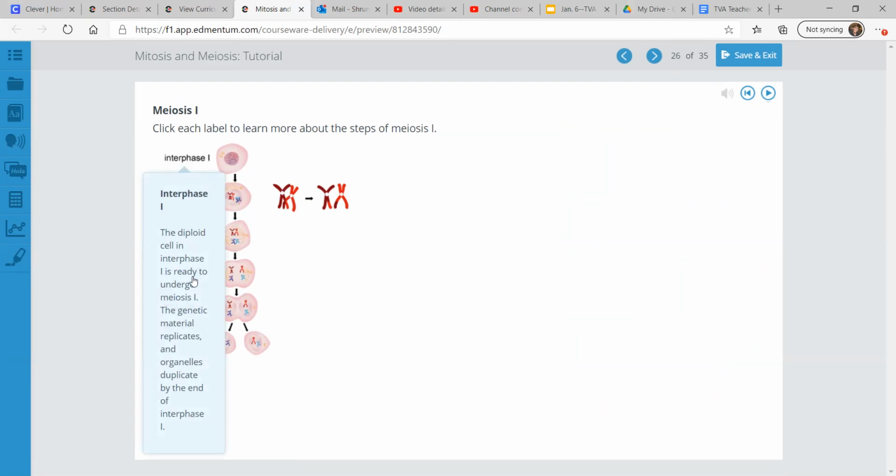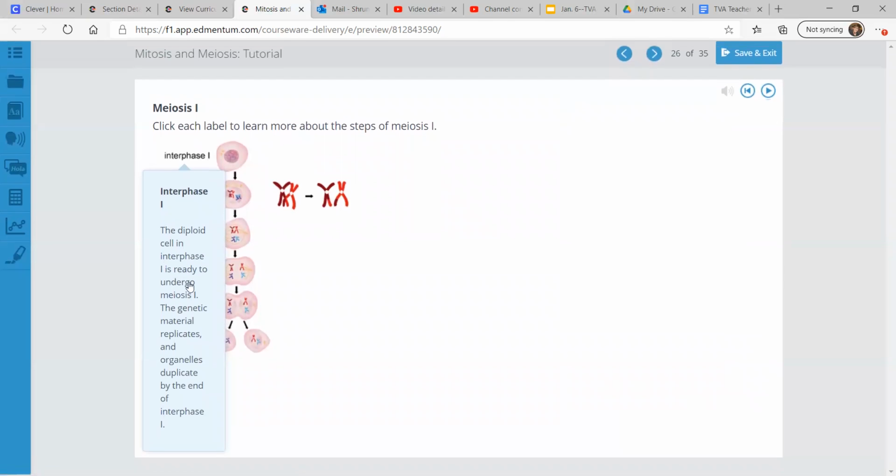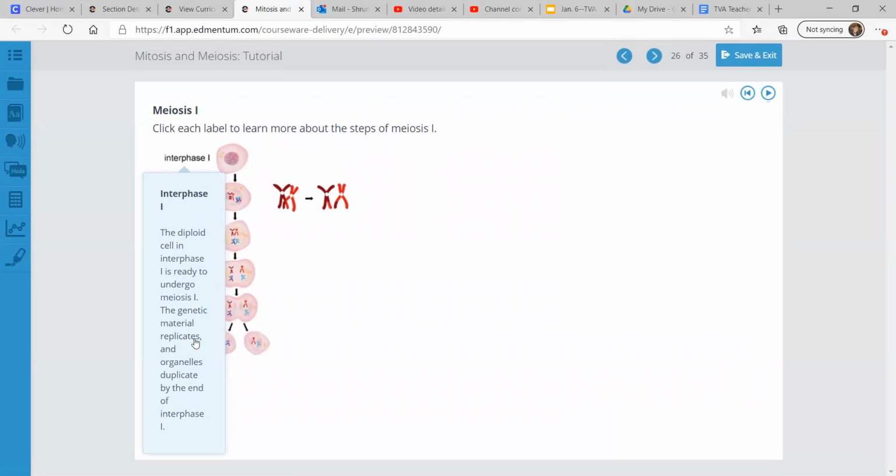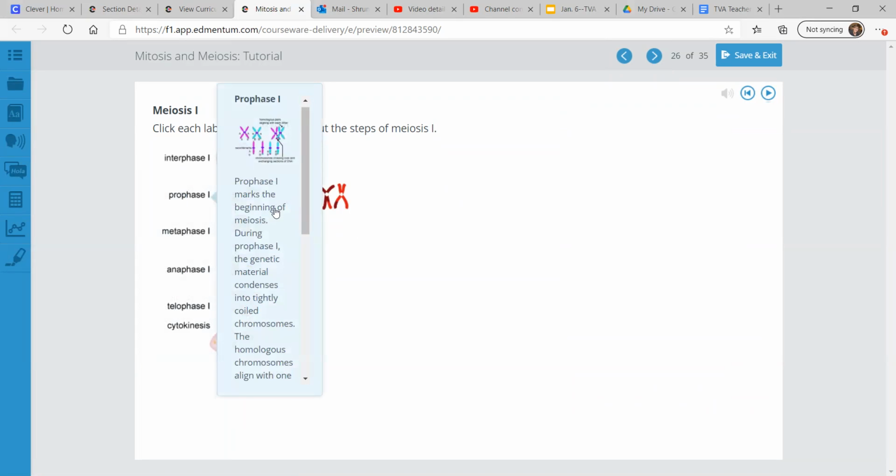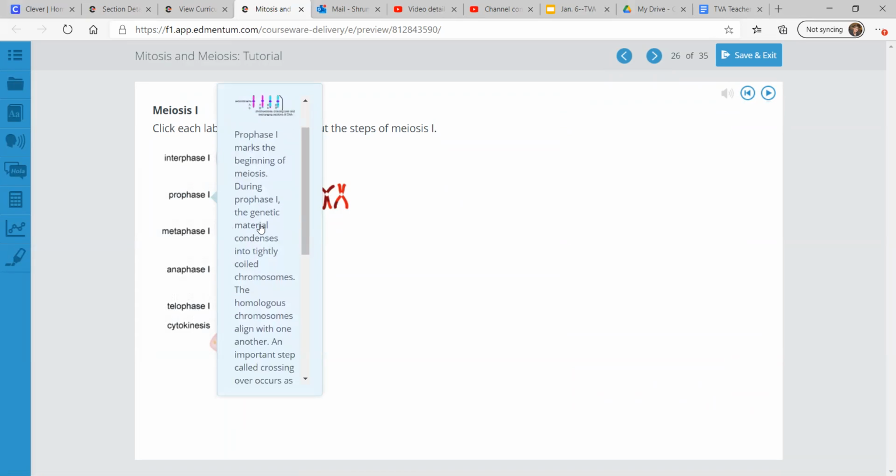So we have interphase 1, the diploid cell in interphase 1 is ready to undergo meiosis 1. The genetic material here replicates and the organelles duplicate by the end of this interphase 1. Then we have prophase 1. This marks the beginning of meiosis.